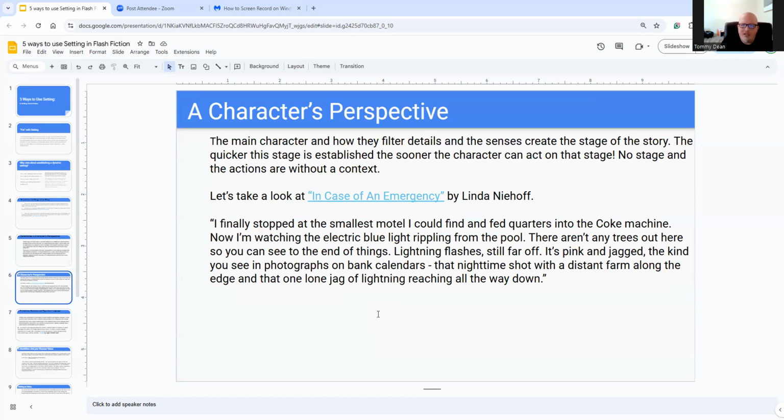Everything that we see, hear, smell, sense, visualize is coming from their perspective. It allows us to experience the story along with the main character.